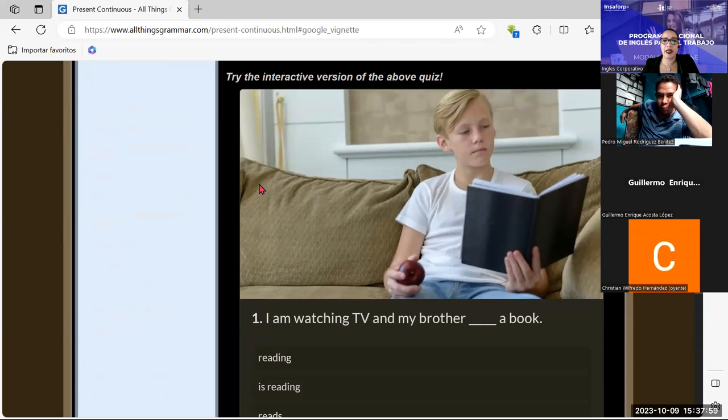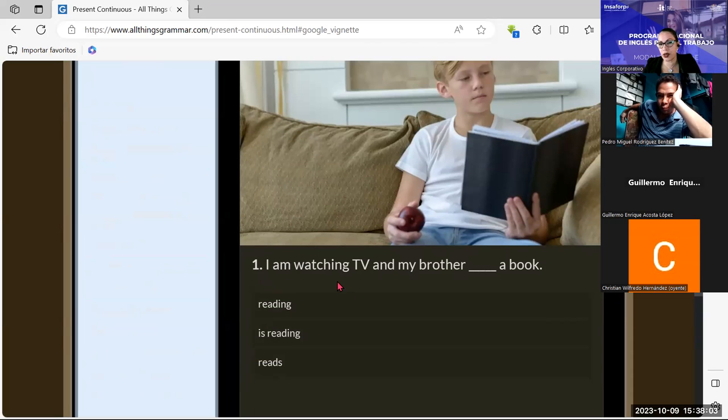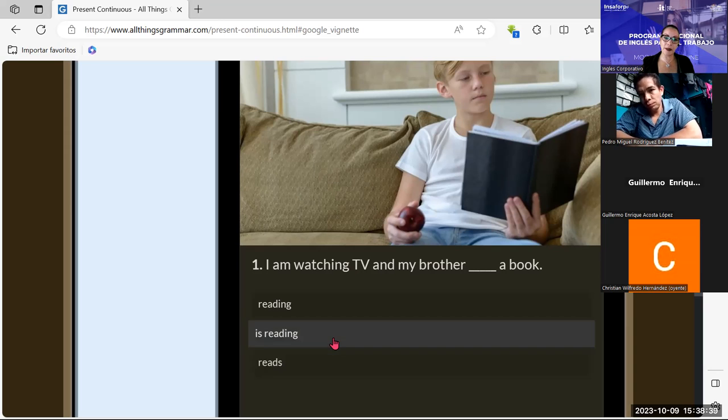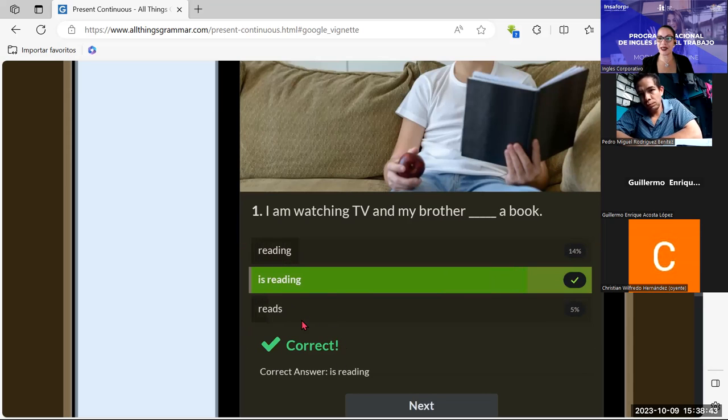So you tell me, there is this interactive quiz and we have the sentence, I am watching TV and my brother, and it says a book. So what is the correct option? Let's say this is number one, number two, and number three. Which number? Two. Number two is correct, as you can see here. Ya dijimos que siempre va a ir el verbo be, am, is, are, y luego el verbo principal con ing, en este caso reading. I am watching TV and my brother is reading a book.